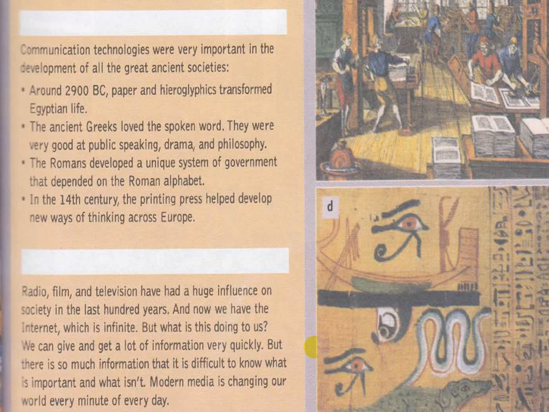The third paragraph. Communication technologies were very important in the development of all the great ancient societies around 2900 before Christ. Paper and hieroglyphics transformed Egyptian life. The ancient Greeks loved the spoken word. They were very good at public speaking, drama, and philosophy. The Romans developed a unique system of government that depended on the Roman alphabet. In the 14th century, the printing press helped develop new ways of thinking across Europe.